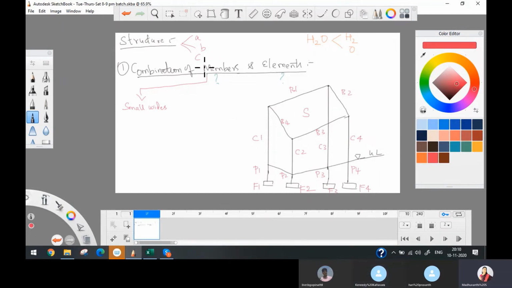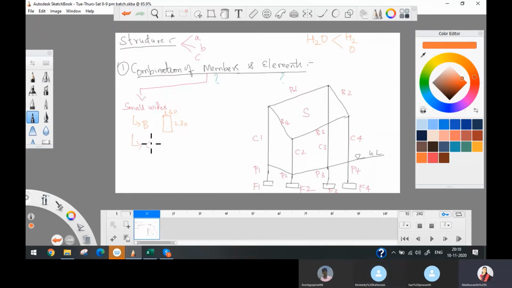So what is the difference between member and element? Member means which has a small width. That means the width of that member is small, right? If you consider any beam, generally the size of the beam will be around 230 by 230 or 230 by 450. So it will have a small width, around 0.45 meter or 0.23 meter. So the beam comes under the member category.